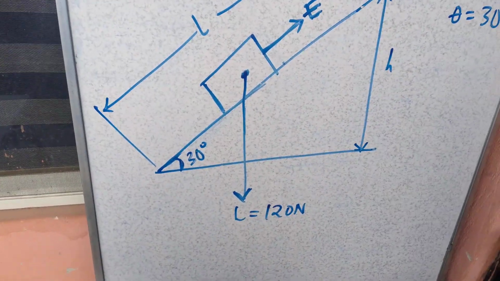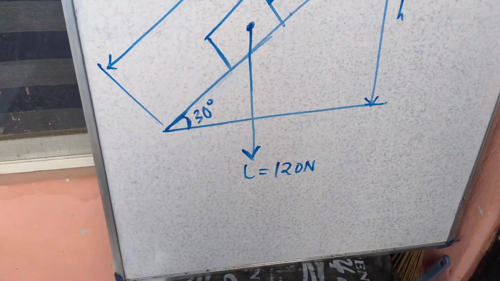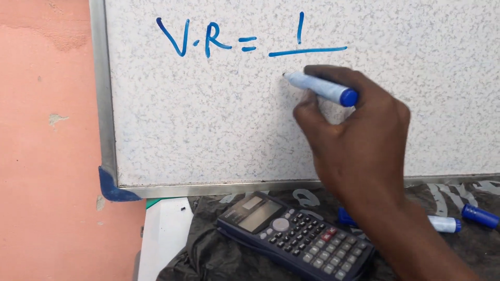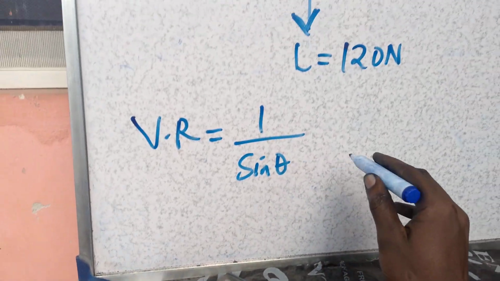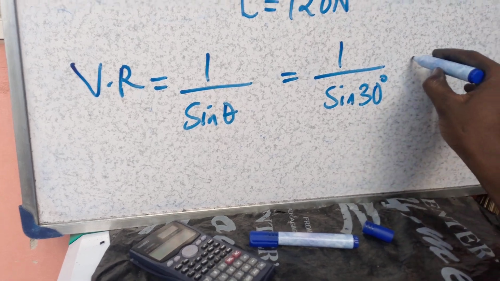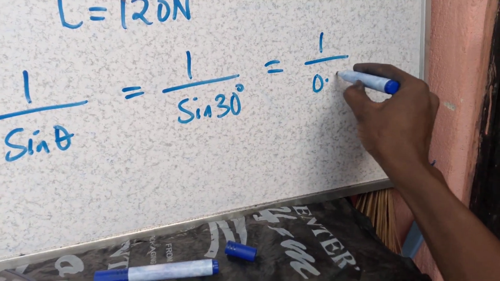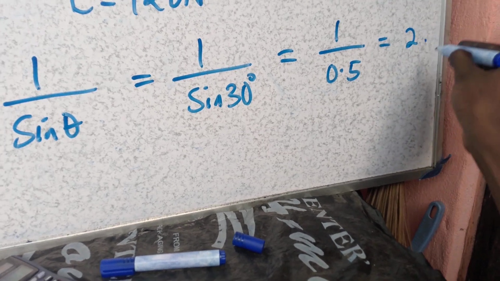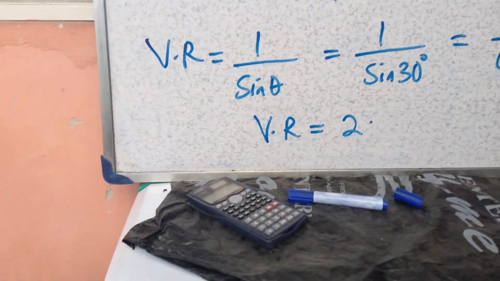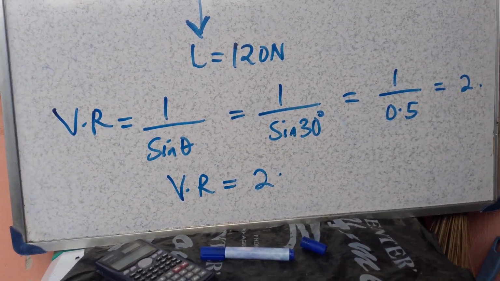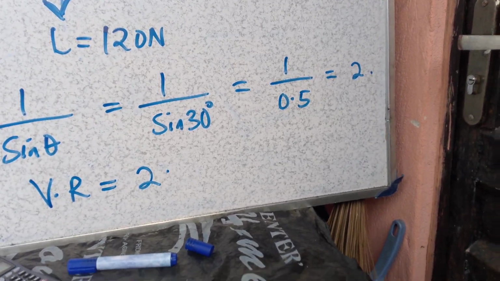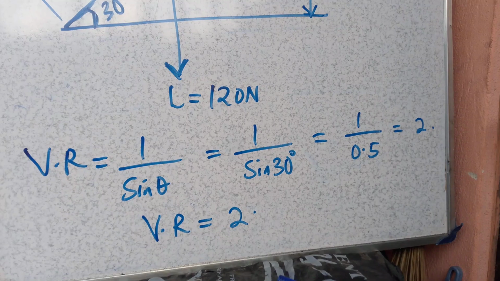So we can find the velocity ratio of that machine. The velocity ratio is equal to the reciprocal of sine theta, which is 1 over sine 30 degrees. Sine 30 is 0.5, and 1 divided by 0.5 gives me 2. So my velocity ratio is equal to 2. Then we'll continue.